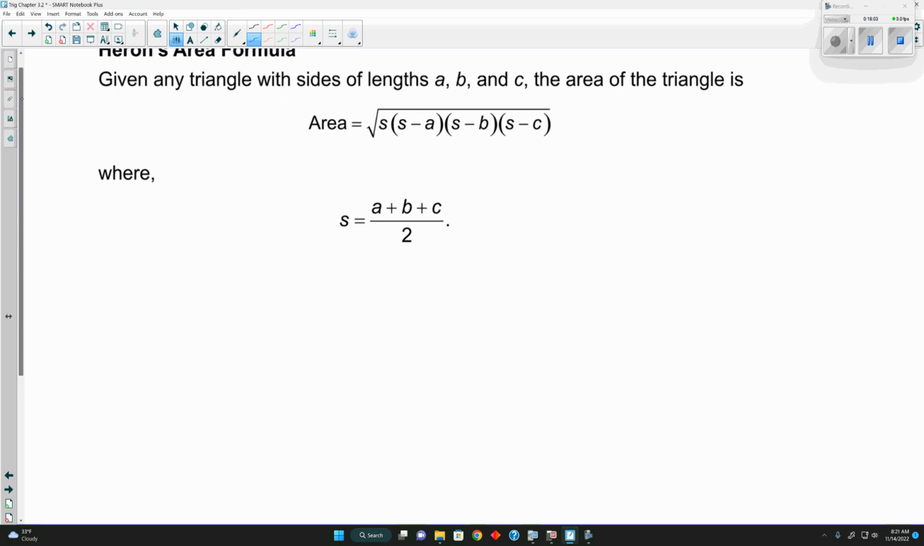The other type of area formula we can use is Heron's formula. To find the area of a triangle, we take the square root of S times S minus A times S minus B times S minus C. And S, the value of S, is the three side lengths added together divided by 2. And I will tell you this for sure, S is always going to be bigger than the values of A, B, and C. Because if we add them together and take half, that should be bigger than any of the individual ones.